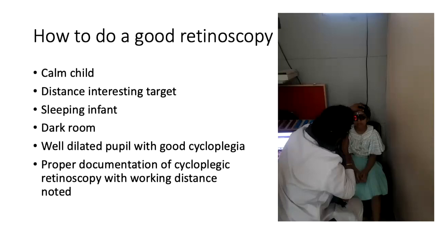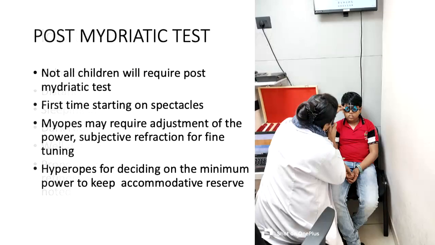How to do a good retinoscopy? It should be a dark room, with a calm child. For distance, you have to give an interesting target, maybe a cartoon or some videos. A sleeping infant, again, is helpful. You need a well-dilated pupil with good cycloplegia. Wait for 40-45 minutes to get a good cycloplegia. A proper documentation of the cycloplegic retinoscopy with the working distance should be noted. Many a time, when it is a small child, you tend to go near, so the working distance reduces. That should be kept in mind.